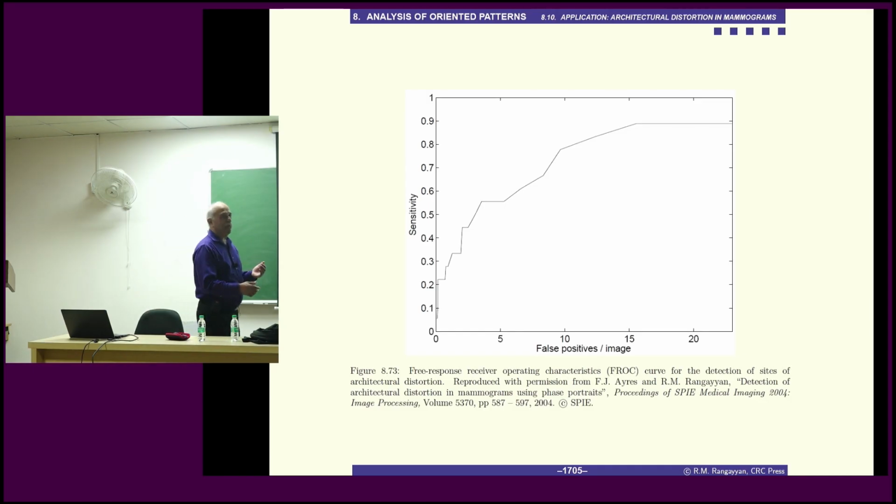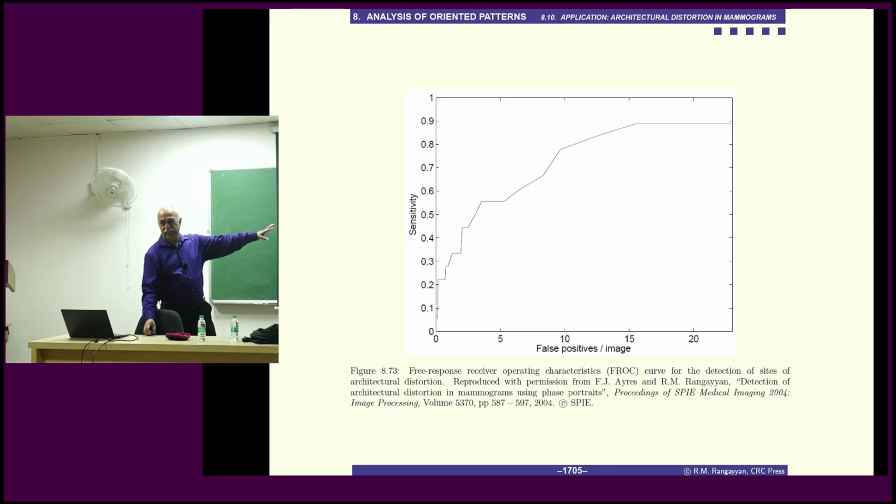So then the question becomes, how many false positives can the radiologist tolerate and allow me to catch architectural distortion with higher and higher sensitivity? That is, how many real points of architectural distortion in the database will I detect? So if no false positive is allowed, my sensitivity is very poor. If 5 false positives are allowed per image, I get 55% sensitivity. So if I want 80% sensitivity or 90%, I have to put some 12 or 13 points per image.